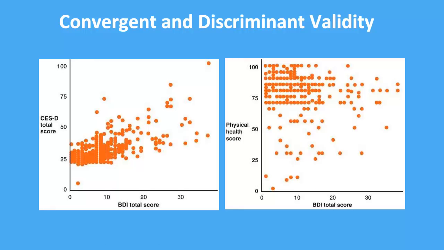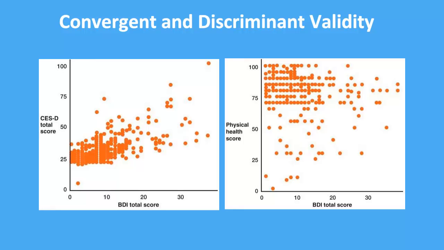Two more data-backed validity techniques are convergent and discriminant. So with convergent validity, you want two measures to be very similar in their scores. So if your measure is a depression score, people should score very similarly on a different, already established depression scale. So your depression scale should match well with the BDI, for example. That would be evidence for convergent validity.